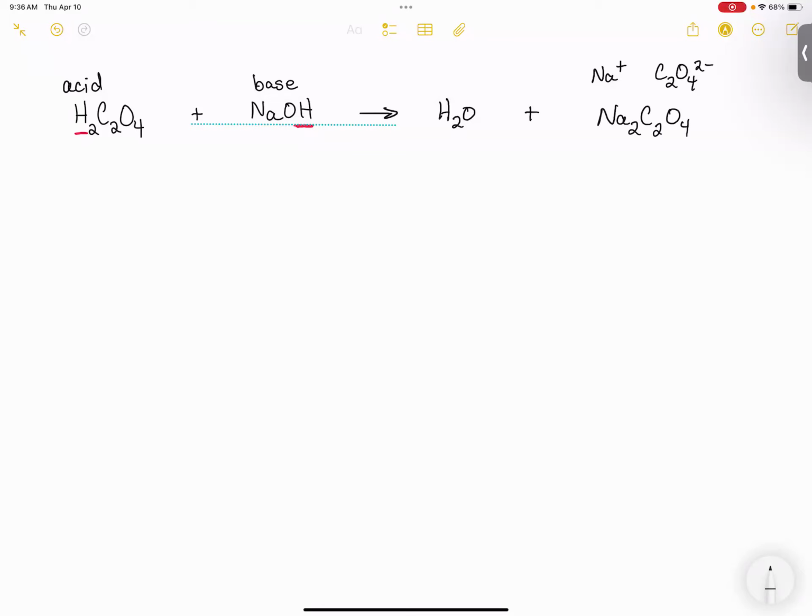We determine the states of matter. Acids will be aqueous. Your base, you will be using your solubility rules. Since this contains a group 1 metal, it is soluble. Water will be a pure liquid. And with the salt, you use your solubility rules. Because this contains a group 1 metal, it is soluble.